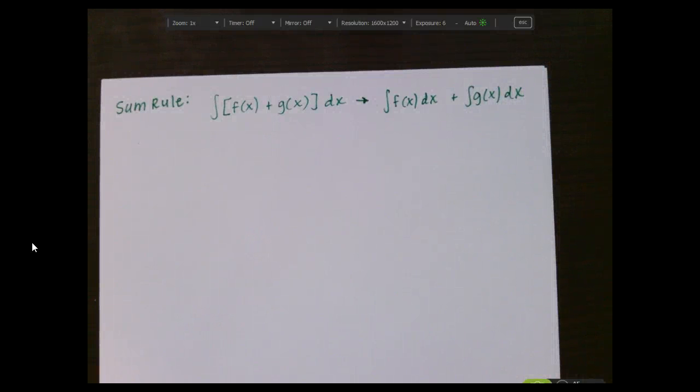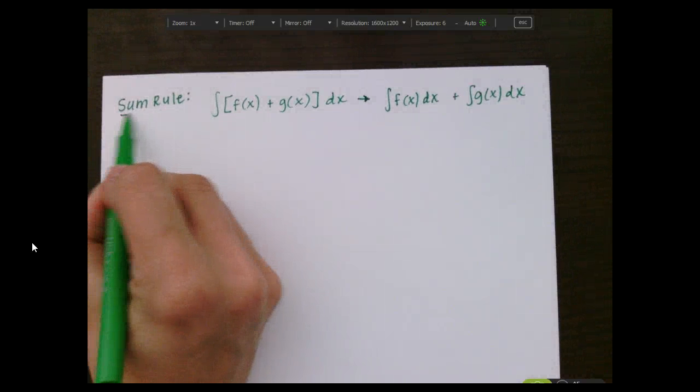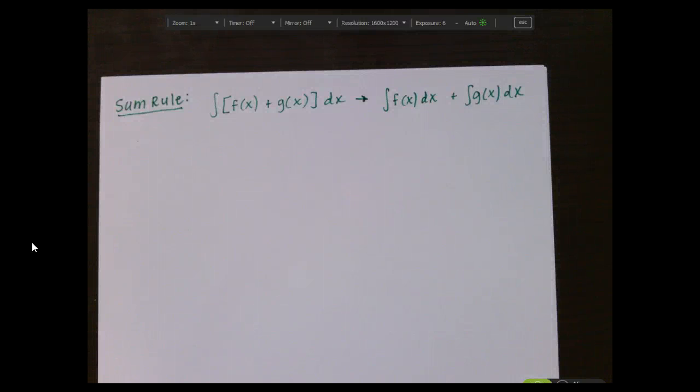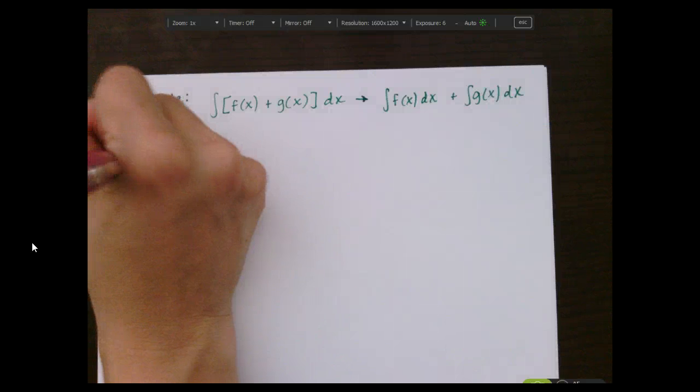So I can integrate the function f with respect to x, and then I can also integrate the function g with respect to x, and then I can add those two results together. And again, the same thing applies if it were subtraction. All right, so we've got all of our rules set. Let's take a look at some examples.